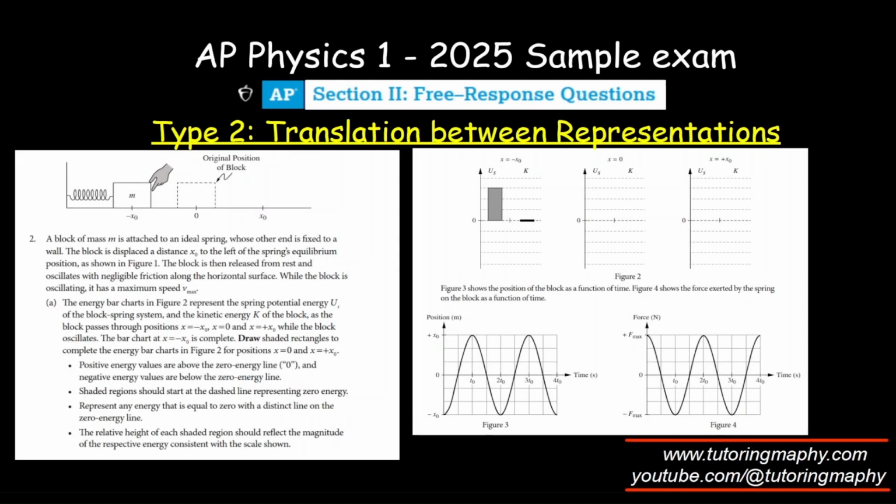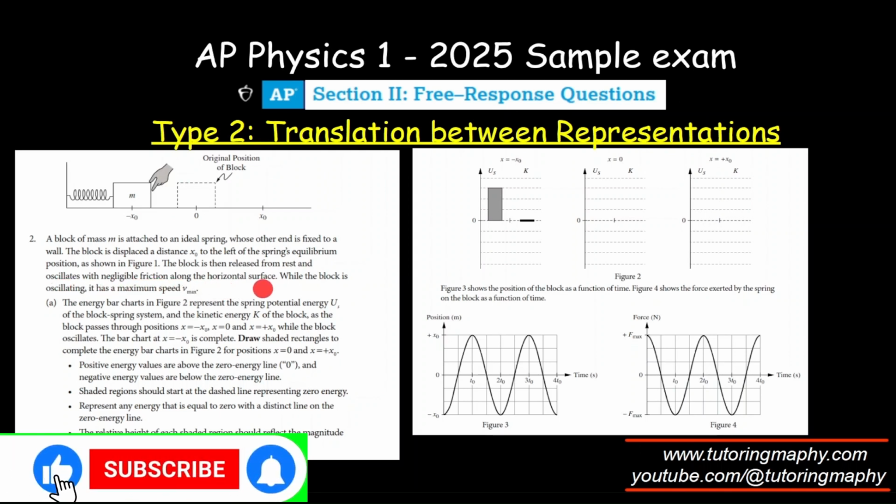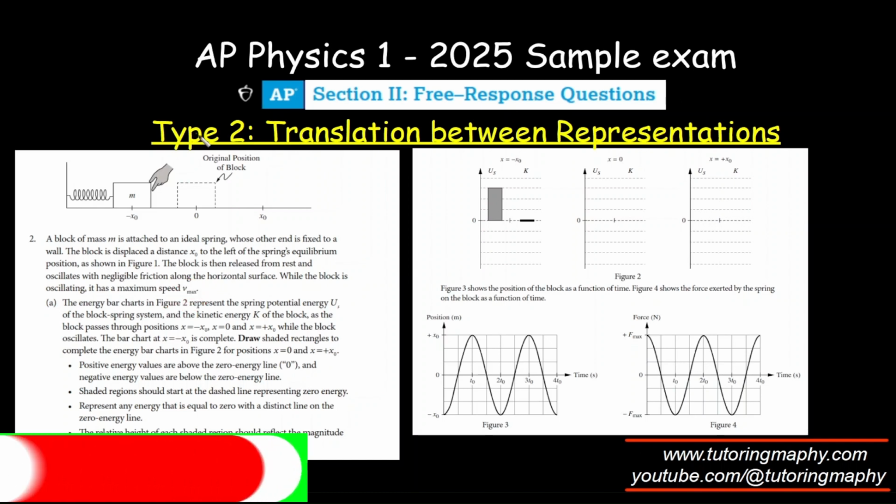Right. In this question, we are given that there's a block of mass that is attached to an ideal spring whose other end is fixed to a wall. The block is displaced to a distance of x naught to the left of the spring's equilibrium position as shown over here. So this is the equilibrium, displaced to the left by a distance of x naught, and is then released from rest and oscillates with negligible friction around the horizontal surface. When the block is oscillating, it has a maximum speed of V max over here, right?